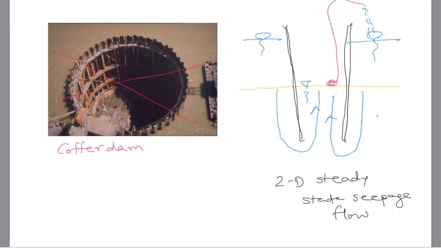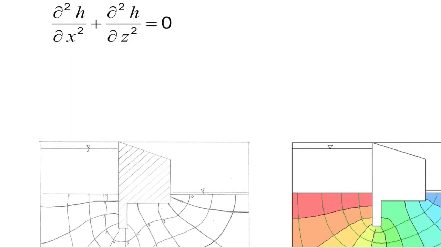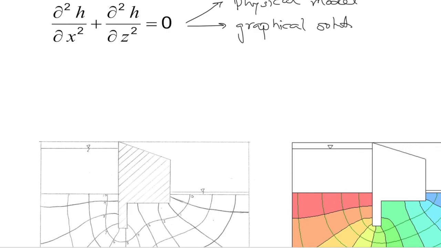And once again, we can use the Laplace equation to solve this situation. In order to solve this Laplace equation, there are three types of solutions. One is considering some kind of a physical model that we are going to do in lab number 8, a graphical solution that you studied in CE 180 where you draw hand-drawn flow nets, and the third is numerical solution.